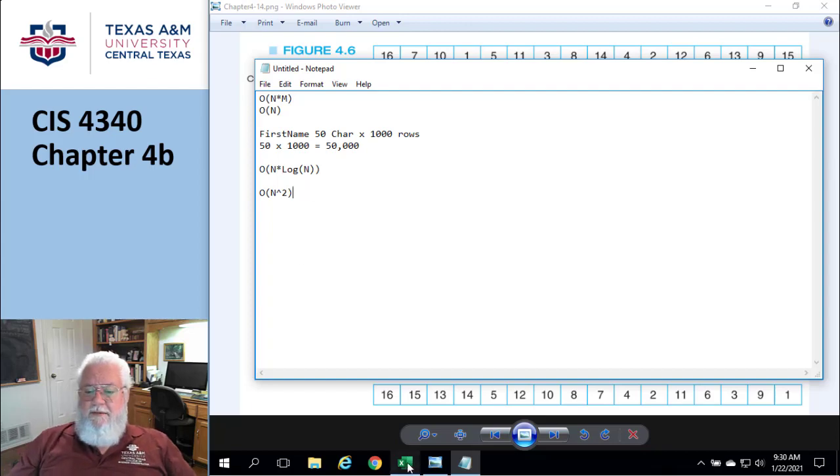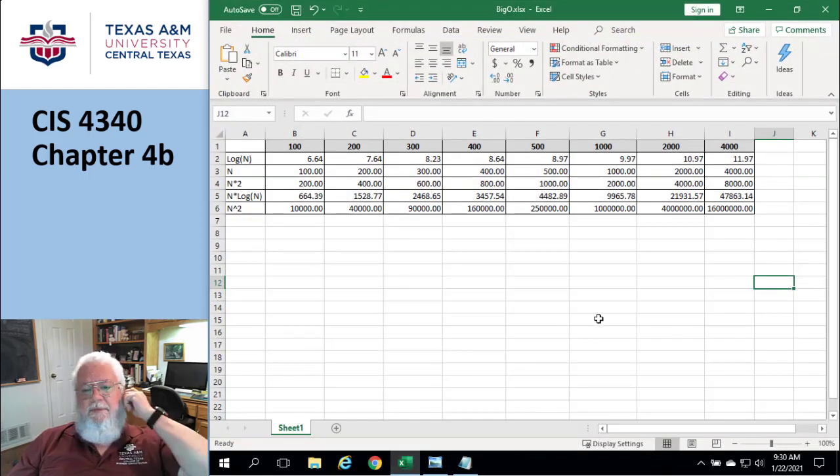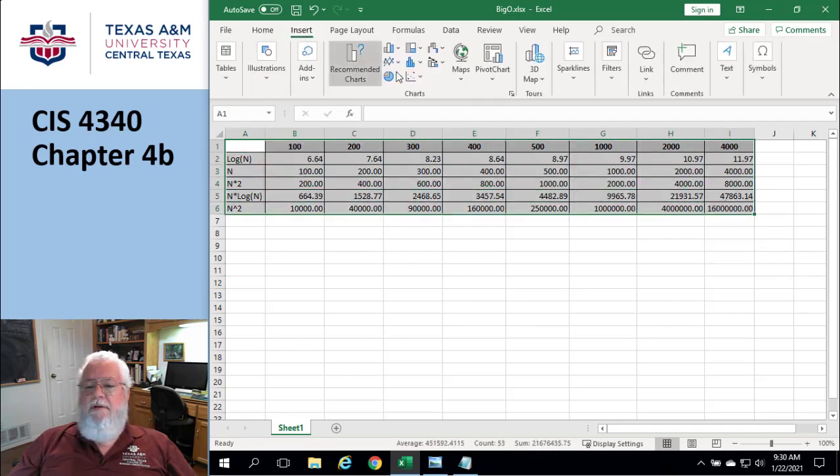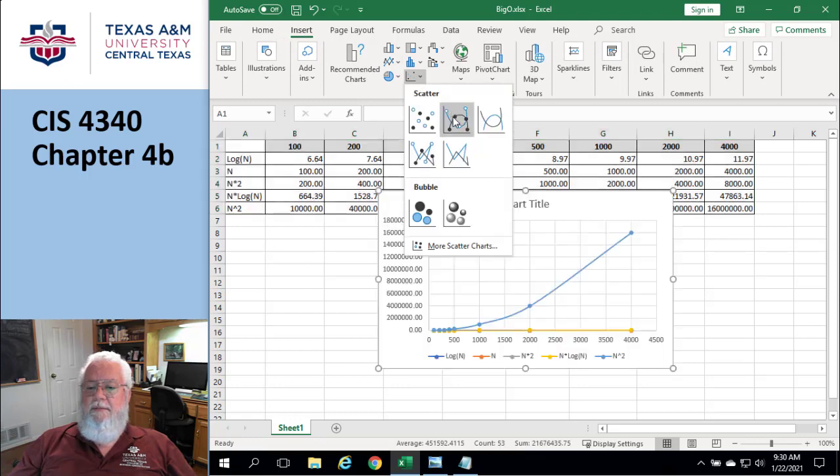Okay, so I've got some examples here. Here is the log n. Here's plain old n. Here's n log n, and then n squared. N squared is like the bubble sort and the insertion sort. Okay, so I'm going to do it like I've always done it. I'm going to grab these guys, and I'm going to go ahead and insert a chart.